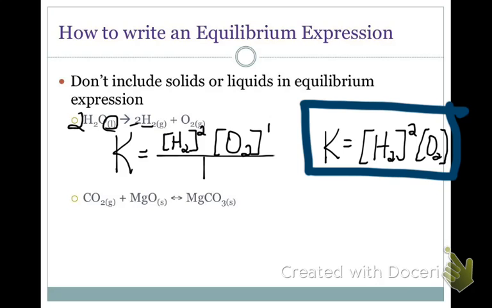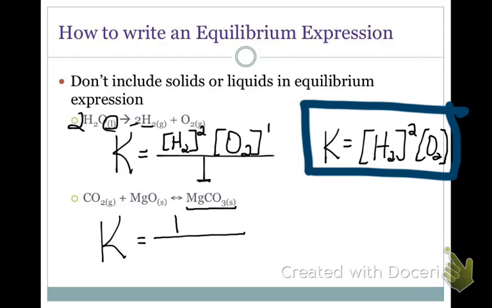So here, again, we want to make sure we don't put any solids or liquids in here. So we start off with K, and let's take a look at our products first. We have MgCO3, but it's a solid. So in its place, I'm just going to put a 1, just like I did over here for the H2O liquid. Think about why you couldn't put a 0. If you had a 0 in there and you have 0 divided by a number, the whole number is going to be 0, so that doesn't make any sense. So you have to put a 1 there instead.